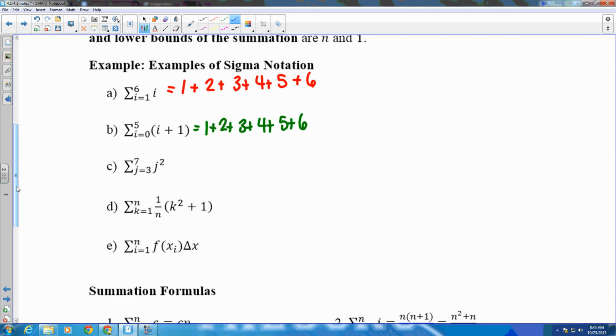Okay, j squared. So we start with 3 squared, which is 9, plus 4 squared, which is 16. We'll just put in the actual values. Plus 5 squared, 25, 6 squared, 36, and 49, which is 7 squared.